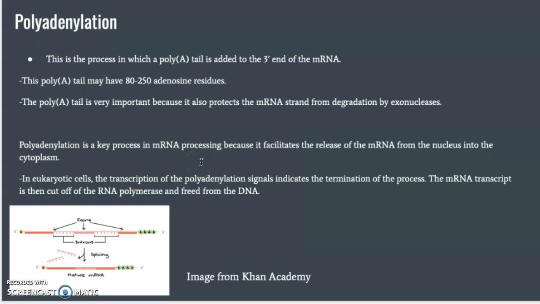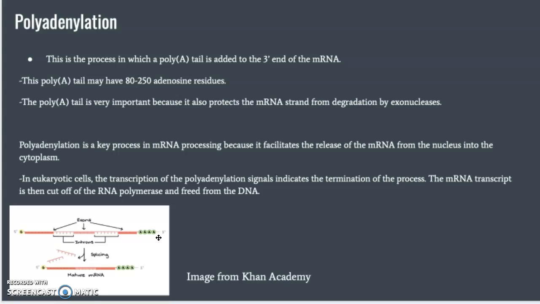Next, we're going to take a look at polyadenylation. This is a process in which a polyadenylate is added to the 3' end of the mRNA. We can see here, AAAA, we're adding a polyadenylate to this 3' end, and that's called polyadenylation. This polyadenylate can have 80 to 250 adenosine residues, and it's very important because it also protects the mRNA, like the 5' cap, from degradation by exonucleases.